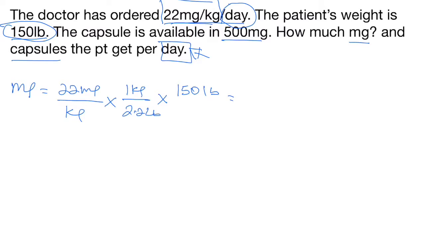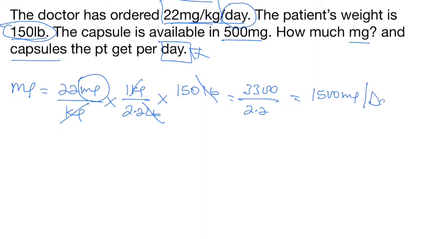Now we'll get rid of kilogram by kilogram. We'll also get rid of pound by pound. So now we are left with only milligram. We only multiply the numbers and divide. So that would be our answer. 22 times 150, 3,300 divided by 2.2, that's 1,500 milligram per day.